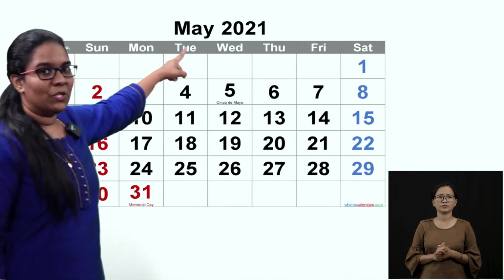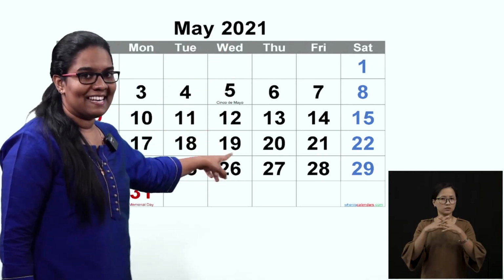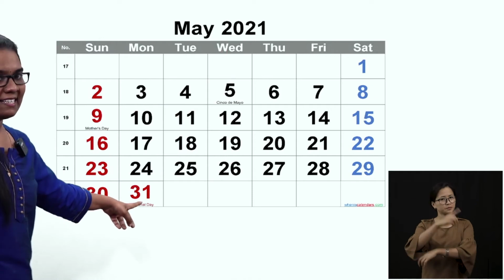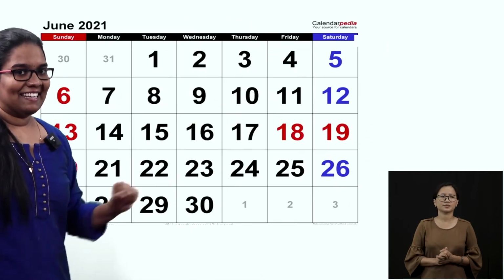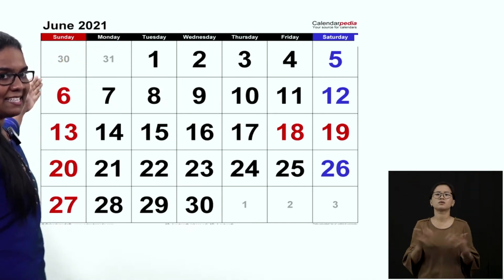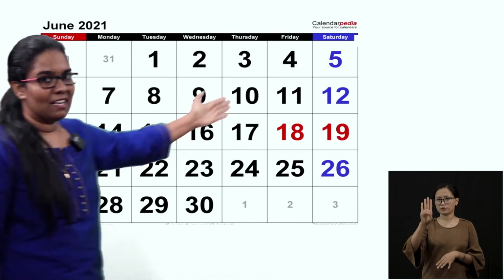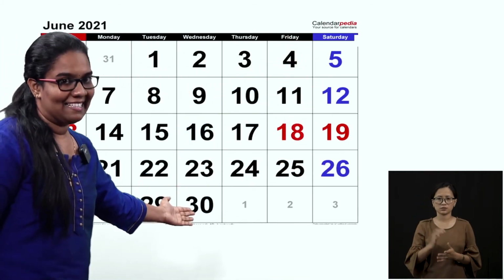Sunday, Monday, Tuesday, Wednesday. How many Wednesdays? 1, 2, 3, 4. 4 Wednesdays. And total number of days? 31. Is it clear? Yes. Then, this is the month of June 2021. How many Sundays? 4 Sundays and 4 Saturdays. Total number of days? 30.